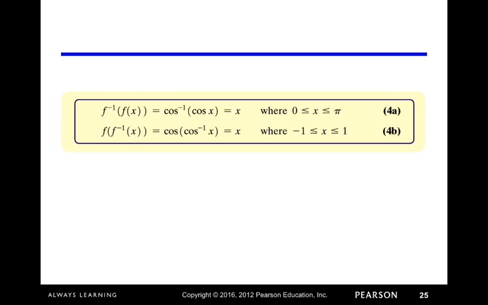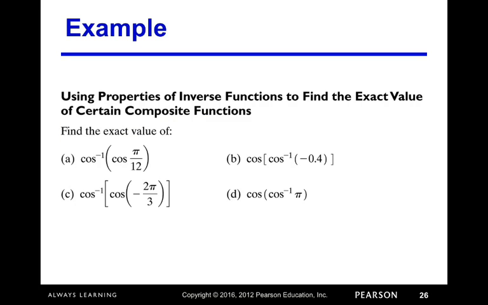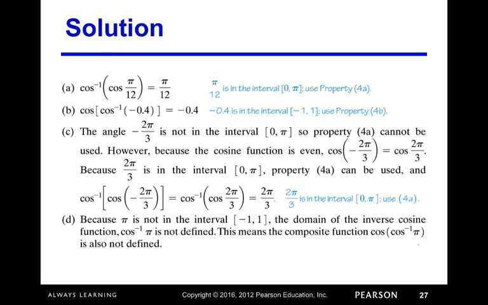So let's work a couple of these problems. It says use properties of inverse functions to find the exact value of certain composite functions. Cosine, we want the angle that has the same cosine as the cosine of pi over 12. Pi over 12 is in the first quadrant, so pi over 12 should be our answer. So A is pi over 12.